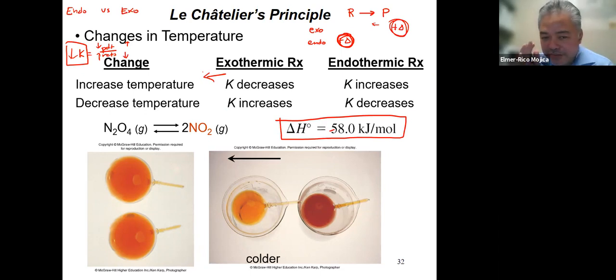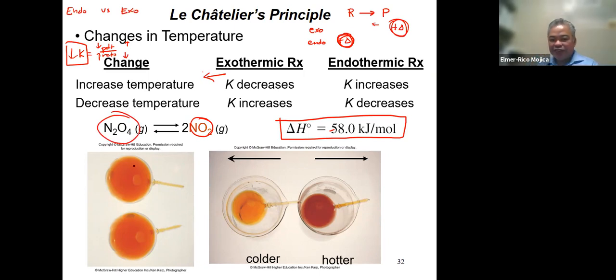So in this reaction, when it is colder, you will see it's lighter in color. And if it's hotter, it is darker in color, because if it's hotter, you form more NO2, which is brown in color. If it's colder, that means lower temperature, you form more of your N2O4. That's why you have a lighter color there in the solution.